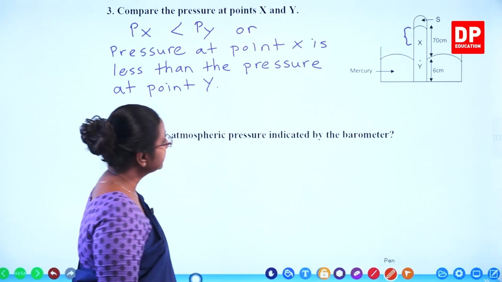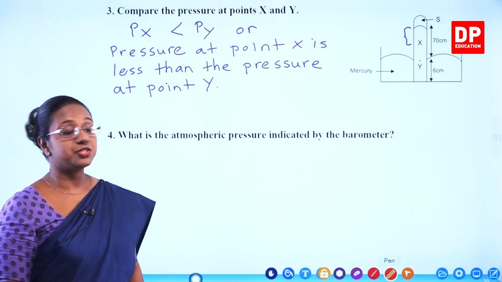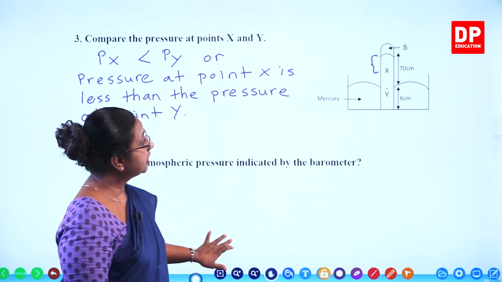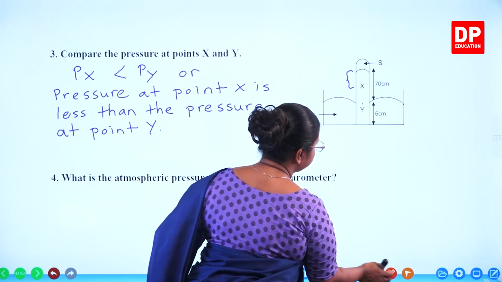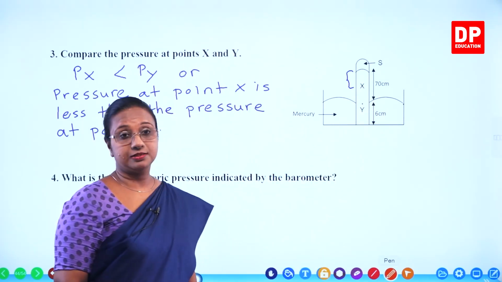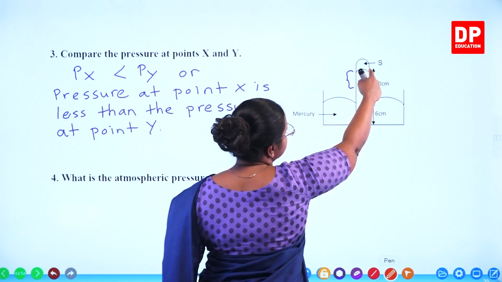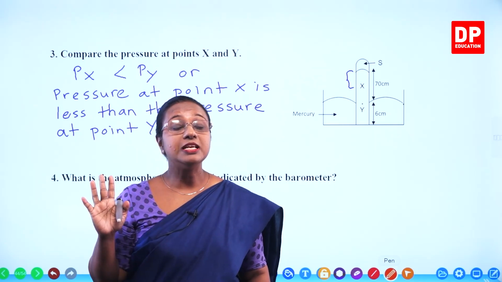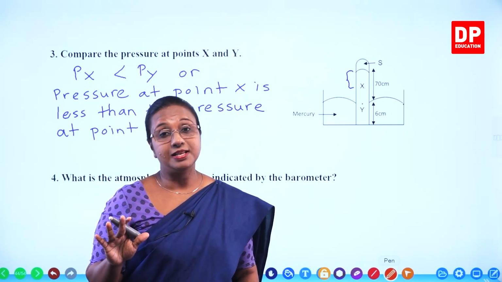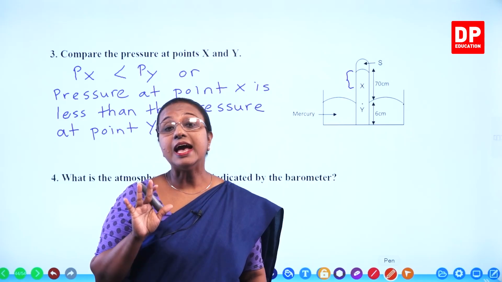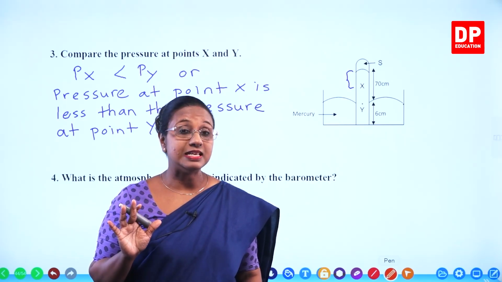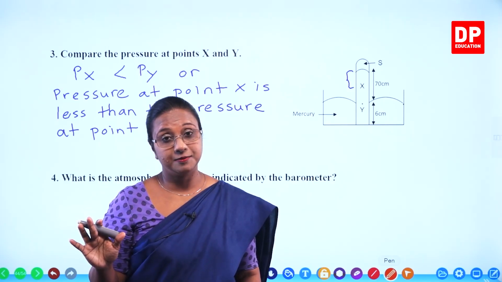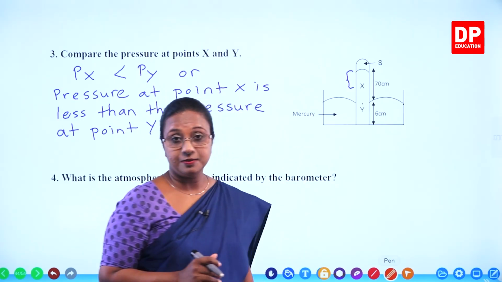So here, what is the atmospheric pressure indicated by the barometer? That is the next question. Now here, students, what do you all think? There are two values given. This part is 70 centimeters. This part is 6 centimeters. So total is 76. Normally, we are used to the atmospheric pressure at mean sea level being equal to 76 centimeter mercury. Is that correct here?